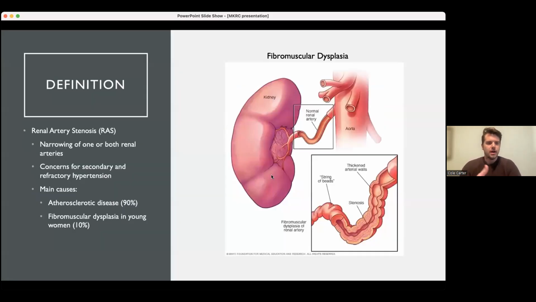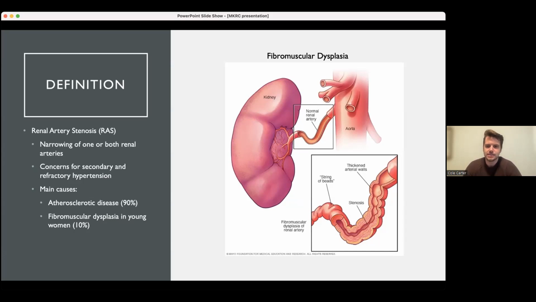So a definition of what renal artery stenosis actually is: it's a narrowing of one or both renal arteries. And this really provides a concern for secondary or refractory hypertension. Secondary hypertension being it's not due to diet, it's mainly due to another disease, and refractory hypertension is uncontrolled hypertension despite using antihypertensives. The main causes of renal artery stenosis is atherosclerotic disease, proposing about 90% of the cases, with fibromuscular dysplasia in young women composing about 10%.